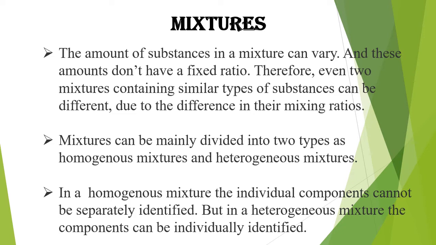Mixtures can be mainly divided into two types: homogeneous mixtures and heterogeneous mixtures. In a homogeneous mixture, the individual components cannot be separately identified, but in a heterogeneous mixture, the components can be individually identified. A salt in water solution is a homogeneous mixture because we cannot separate the individual components. A sand and sugar mixture is heterogeneous because the components are identified easily. So this is the difference between homogeneous and heterogeneous mixtures.